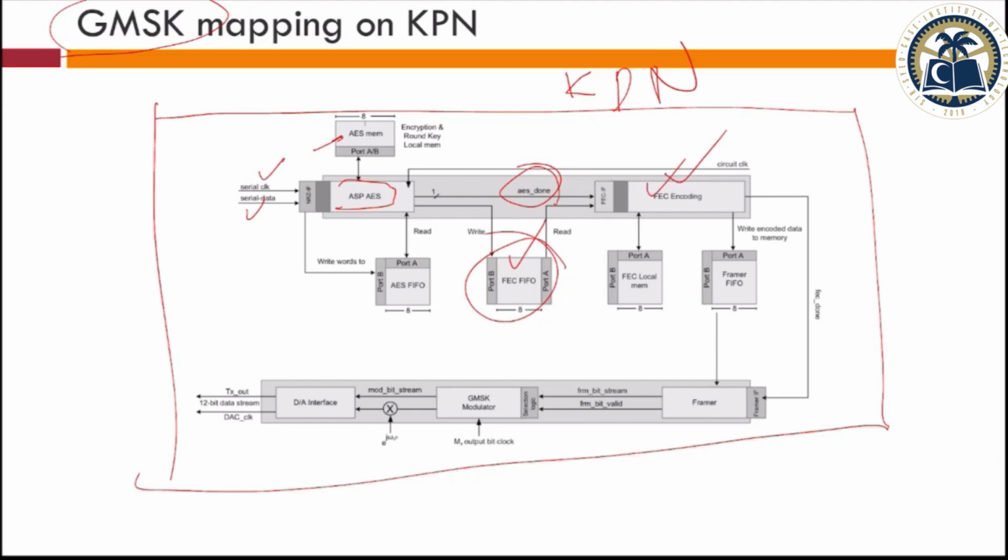So this is something where the data directly from the interface goes to this FIFO. This FIFO has to collect enough data to kick off the forward error correction coding block. Okay, so this is where AES has enough data for this to start working.